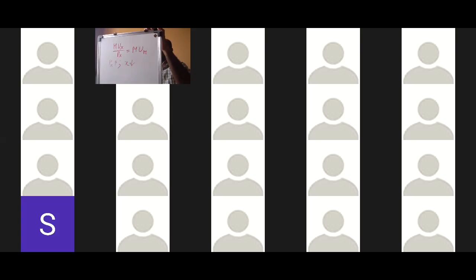Now we move on to the other theory, the ordinal approach. In the ordinal approach, the equilibrium condition is that MRS must be equal to Px by Py. And we know that we have diminishing MRS. When the consumer increases X, MRS decreases. That is called diminishing MRS.